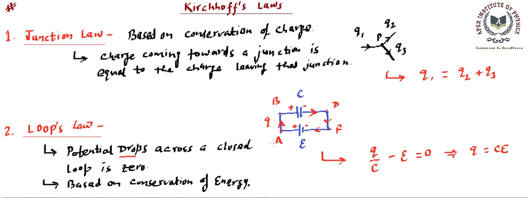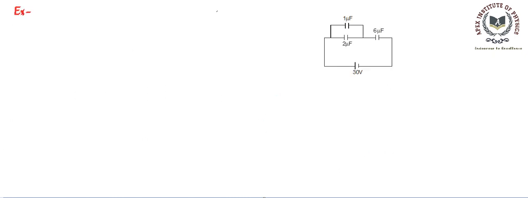Now let's see some examples in which we will apply this junction law and loop law and try to grasp these Kirchhoff's laws. So here is an example. In this example we will be solving a circuit, and I'm going to explain a general method to handle complex circuits using Kirchhoff's laws.